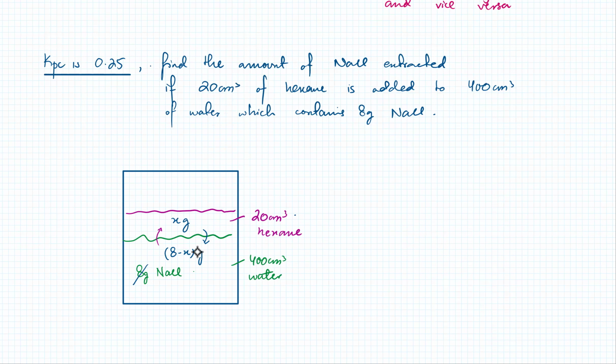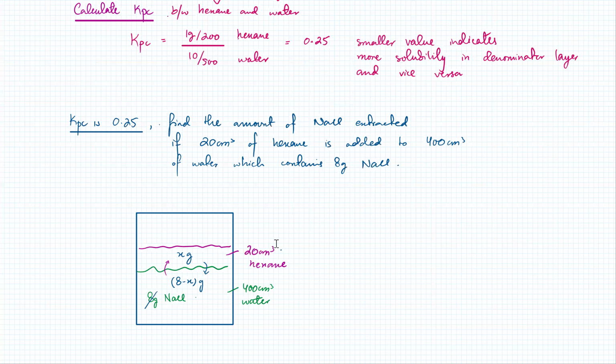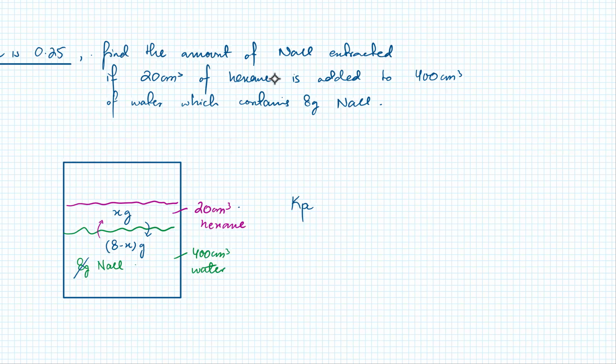So I'm going to calculate the KPC. The KPC we had was the hexane was the top layer, right? The hexane was the numerator and the water was the denominator. So we got 0.25. So I'm going to try and calculate the KPC for this. The KPC would be for hexane, it's x grams divided by 20. And at the bottom, I've got water, which is 8 minus x divided by 400, right? And the KPC value is what? It's 0.25. I'm going to try and solve this, so we need to find out what x is.